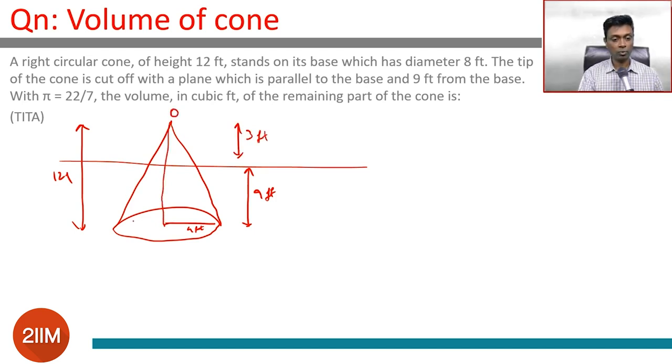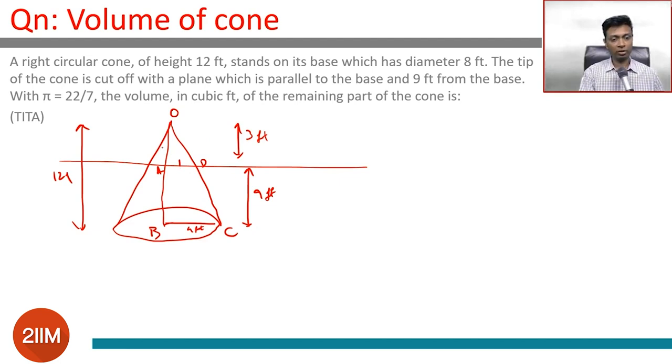Let's say this is O, B, C, A, D. OAD is similar to OBC. And so if this is 4, OB is 12, we know OA is 3, AD should be 1. The height crashes by 4, radius will also crash by 4. In the sense that height goes from 12 to 3, the radius will go from 4 to 1.